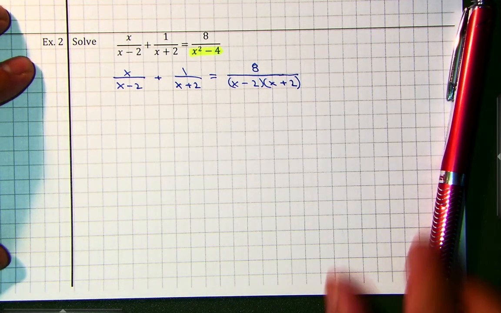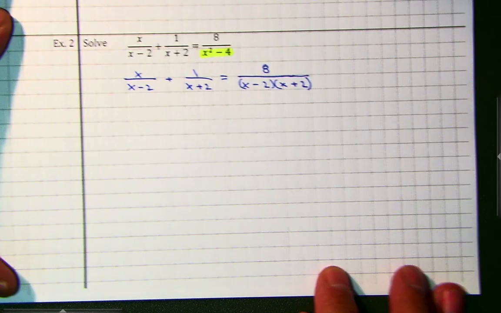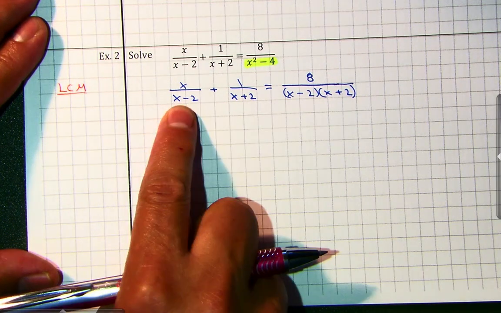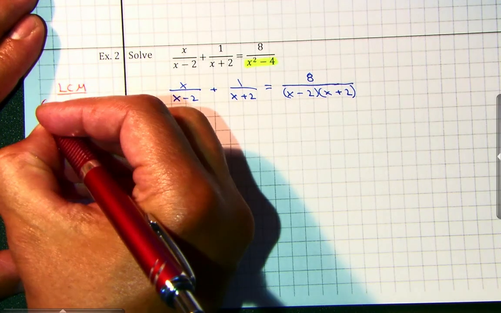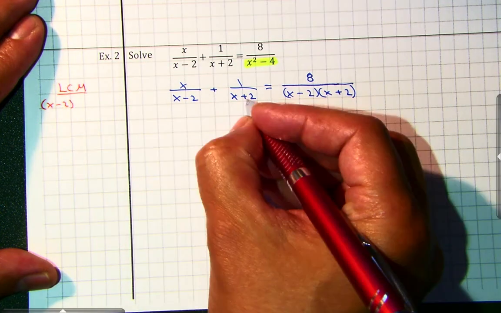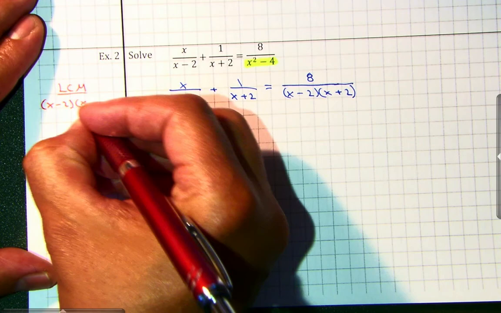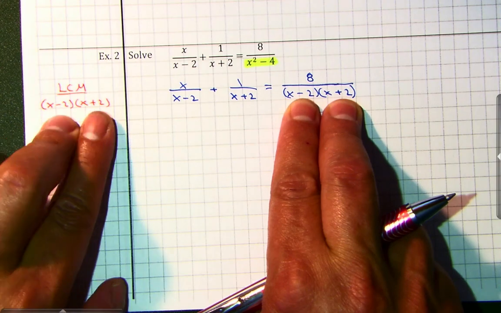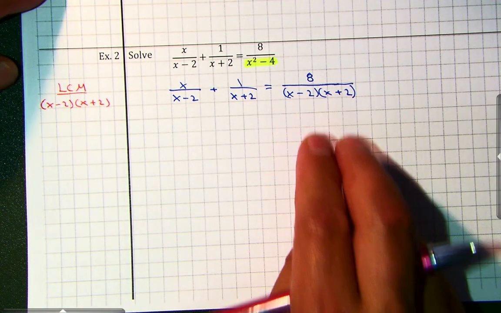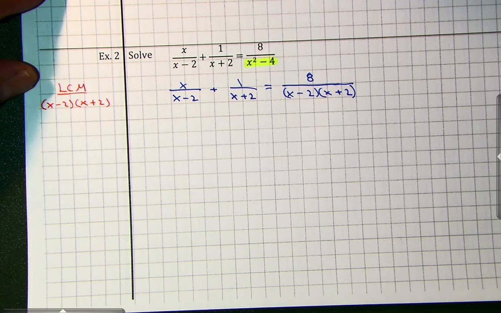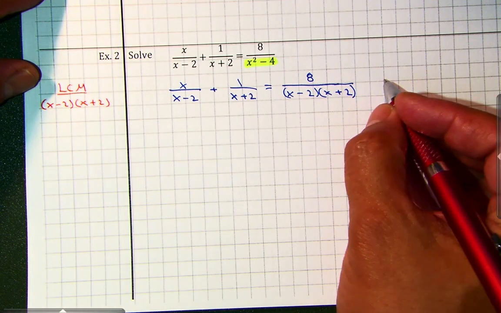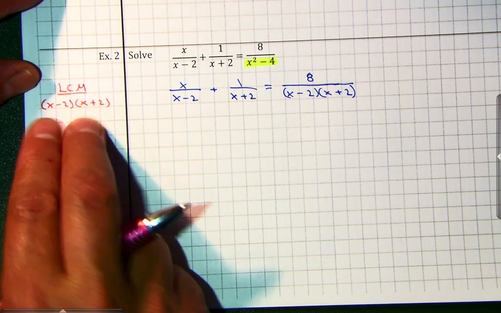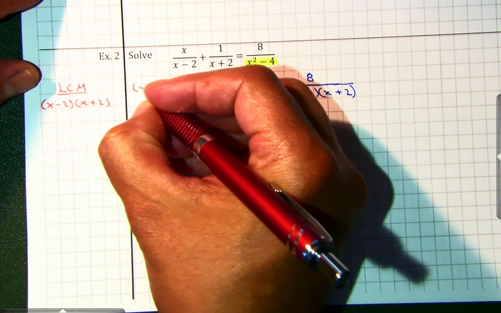And now I'm going to multiply by my lowest common multiple. I want this x minus 2 to cancel, so I'll multiply by x minus 2. I want this x plus 2 to cancel, so x plus 2. I want this denominator to cancel, but they both are already here, so that is my lowest common multiple. I'm going to multiply the left hand side and the right hand side by x minus 2, x plus 2, or I can just multiply each of the terms, and I'll be doing that instead.